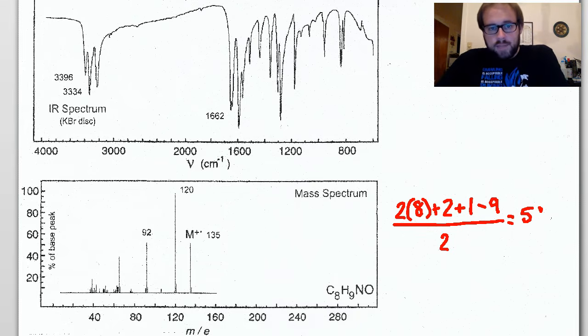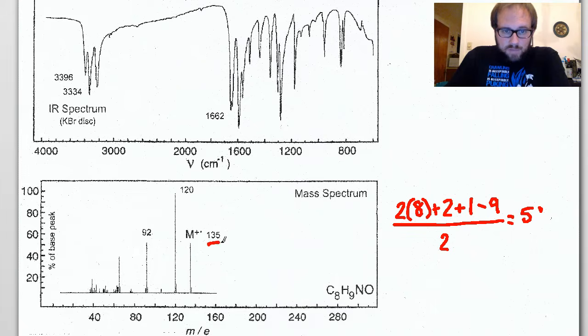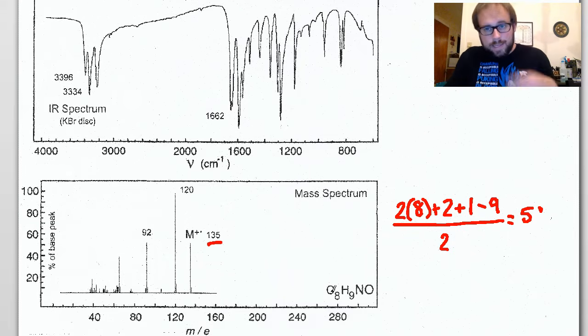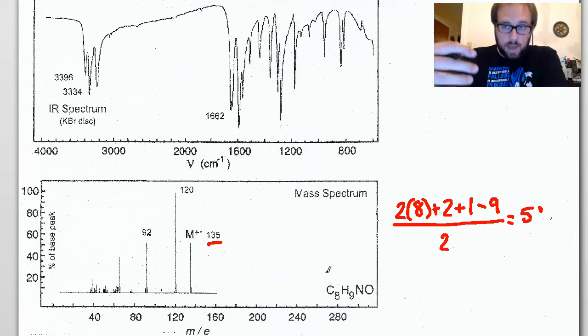So now that we have this settled, the next thing we can do is go to the mass spec and look at the mass spec. So 135 is the mass, and if you were to add up the C8H9NO, that would confirm 135 if you went in and got the molecular weights for each of those atoms off of the table. Now, when we look at this, 135 is the mass peak, and then we have 120 as the base peak, or the largest peak that there is.